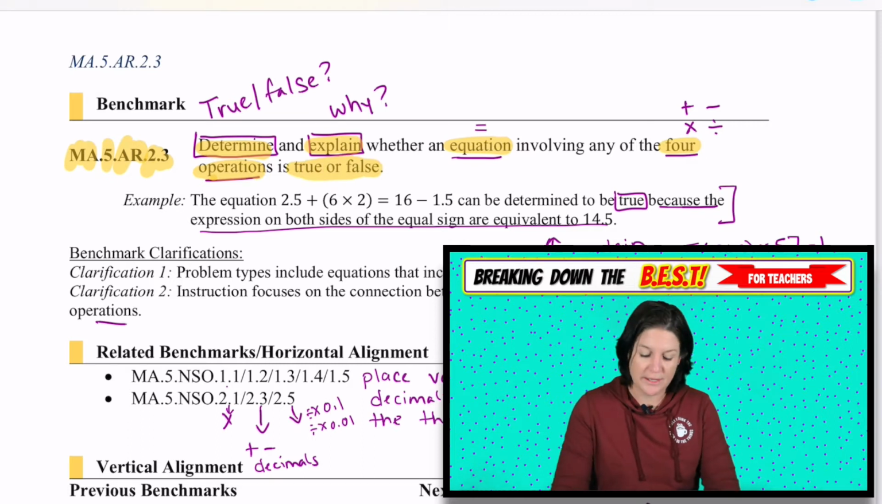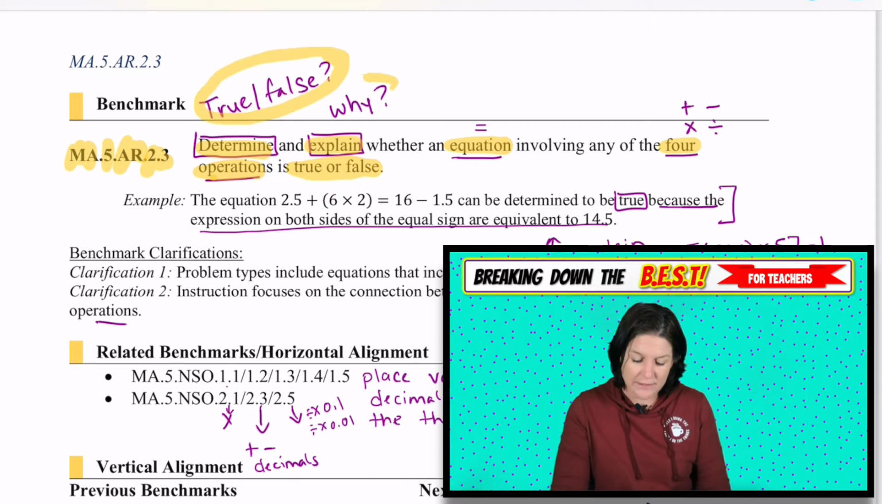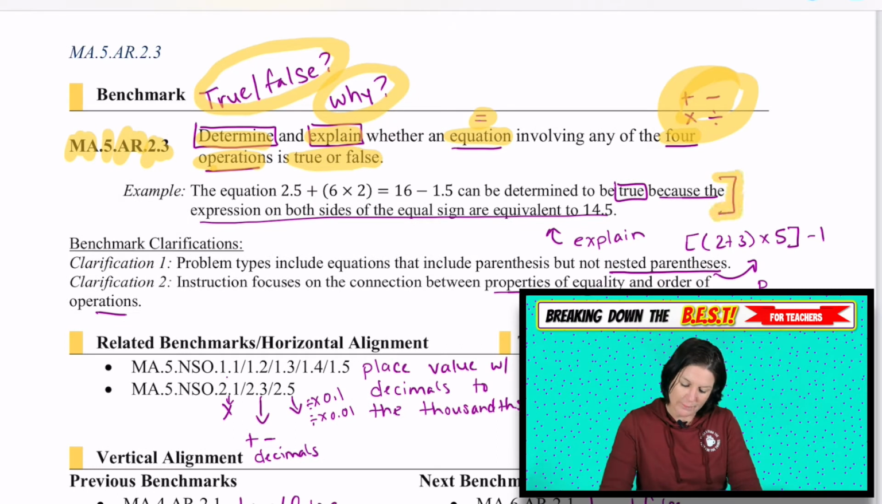So determine, that just means, is it true or is it false? Explain, why or how do you know? An equation needs to have that equal sign, and the four operations are adding, subtracting, multiplying, and dividing. Here's an example of what that might look like in action.